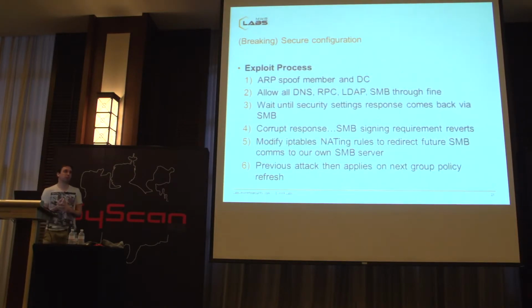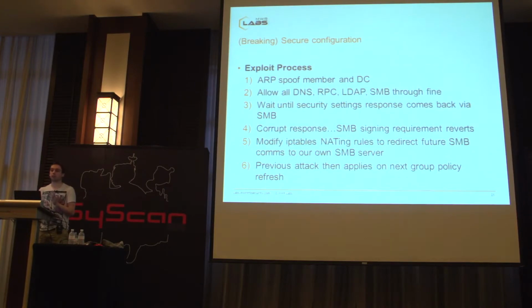So if we were to exploit a system even in a more secure configuration like this, what's the exploit process? There's a whole bunch of things we need to consider here. First of all, we've got to intercept the traffic. For example, maybe we ARP spoof the member and the DC. And then we need to allow the relevant traffic to go through and forward it. So we allow all the DNS traffic to go through, we allow the RPC traffic to go through, allow the LDAP traffic to go through, and finally, we allow the SMB traffic to go through as well.